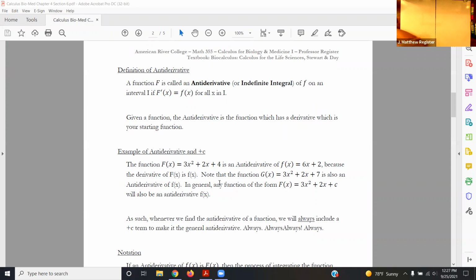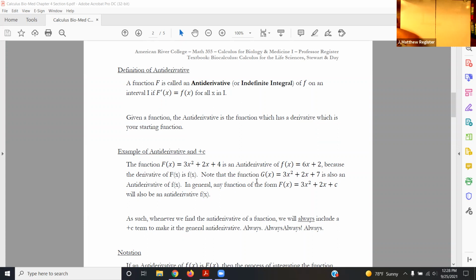And so I have an example real quick, just so that we can understand it. And so the function big F equals 3x squared plus 2x plus 4 is an antiderivative of little f equals 6x plus 2, because the derivative of big F is little f. And so if we were to take the derivative of this function here, 3x squared plus 2x plus 4, we would get 6x plus 2. And notice that's what 6x plus 2 is over here. And so this function would be called the antiderivative of this function, in much the same way that we would say little f of x is the derivative of big F.